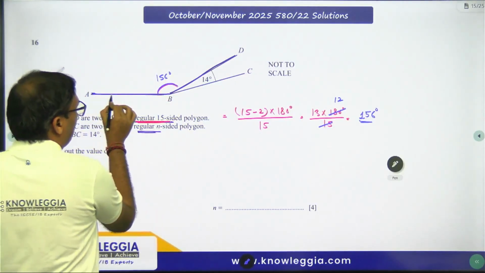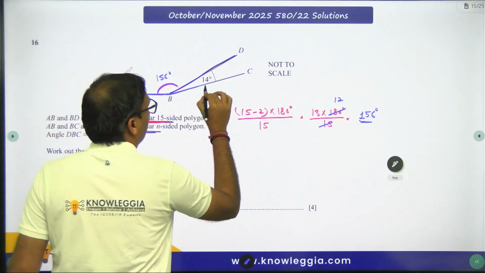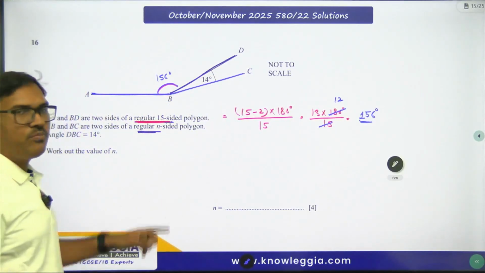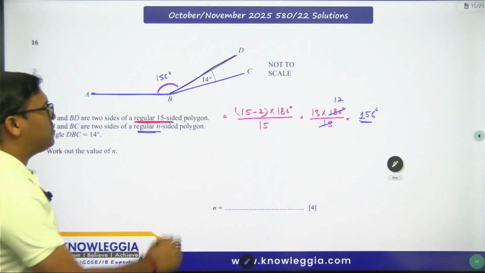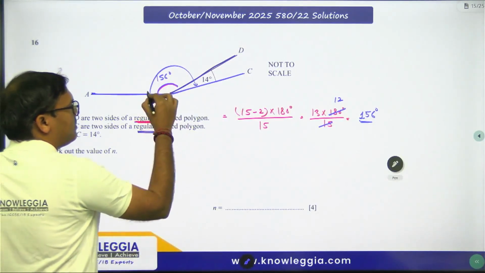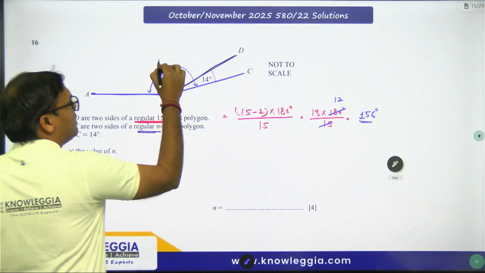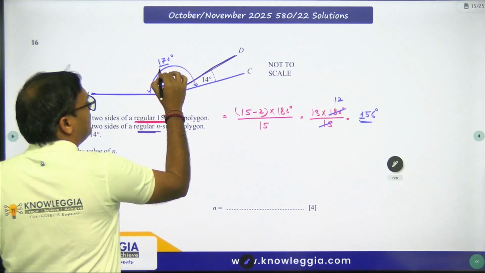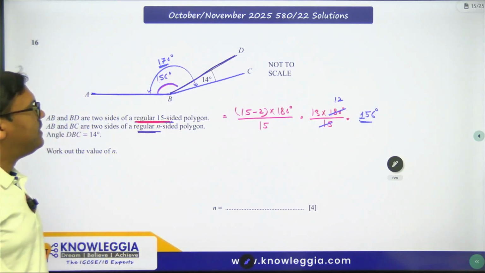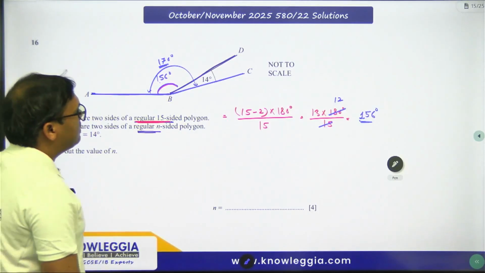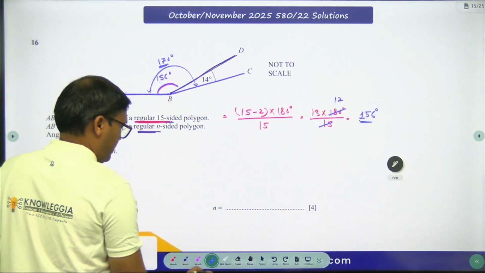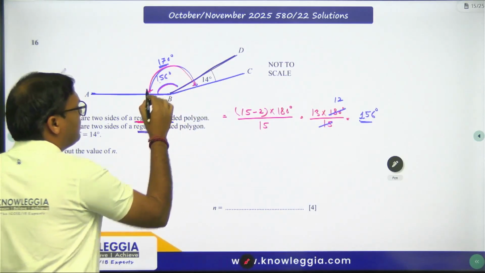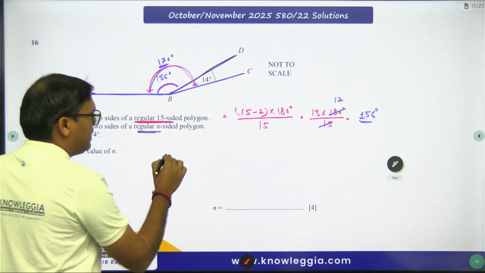So what is the interior angle of the polygon whose sides are AB and BC? That will be this total angle. And you can clearly see, what is this angle? This is equal to 156 plus 14, which is equal to 170 degrees, right? Now, if this angle is 170 degrees, how many sides are there?